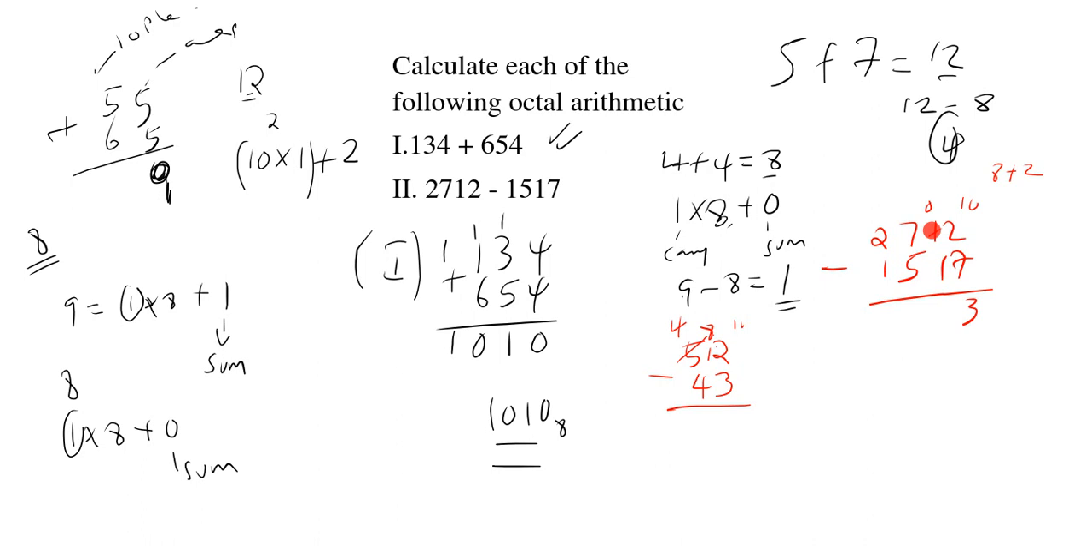So 0 minus 1, it is impossible. We borrow 1 from 7, we remain with 6. And when we bring it where 0 is, it's the same as borrowing 8. 8 plus 0, we get 8. 8 minus 1 is 7. 6 minus 5, that one is possible. We have 1. And here we have 1. So in this case, we get 1173 base 8.